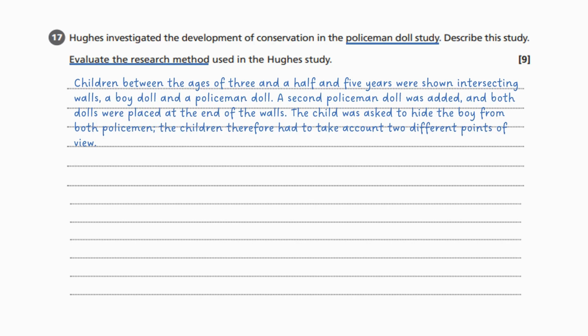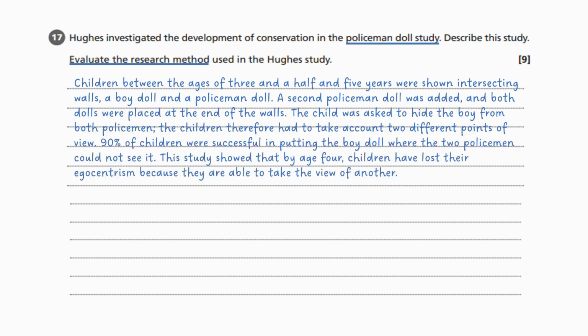Quite detailed, because in Hughes' study the method part is quite long, so you need to shorten that up to make it clear how Hughes did that study. 90% of the children were successful in putting the boy doll where 2 policemen could not see it. So that's your results. This study shows that by age 4, children have lost their egocentrism because they are able to take the view of another. So there's your conclusion.